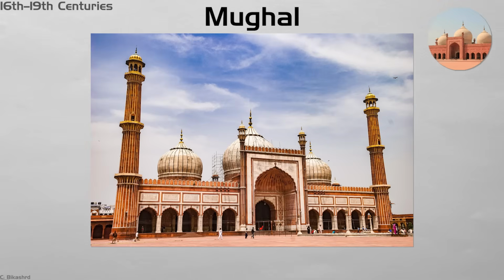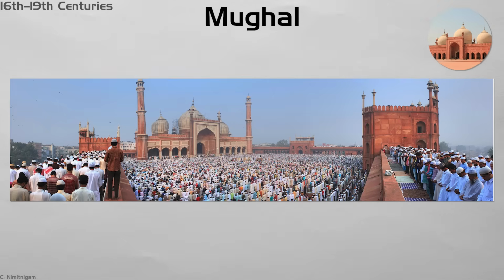Mughal. From the 16th to the 19th centuries, the Mughal Empire in the Indian subcontinent fused Persian, Turkic, and local Indian elements to create monumental mosques. These structures often had vast courtyards, imposing gateways, and symmetrical layouts. Domes were large, sometimes topped with decorative finials, and crafted in white marble or red sandstone.